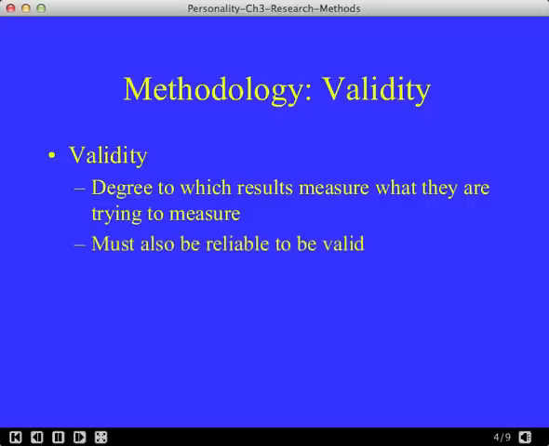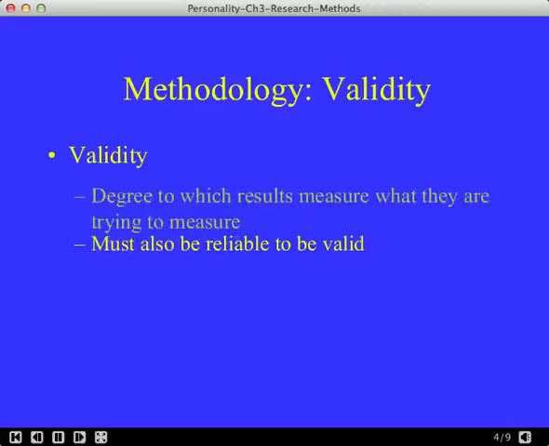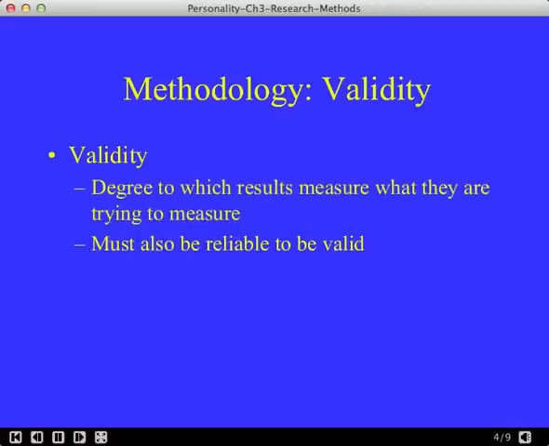A second fundamental point about methodology is validity. Validity is the degree to which the results measure what they are trying to measure, predict what they are supposed to predict. In order to be valid, to measure what it is supposed to measure, a test must also be reliable or consistent. Inconsistent results cannot measure what they are trying to measure, but a reliable, consistent measure is not necessarily valid. Reliability does not guarantee validity.